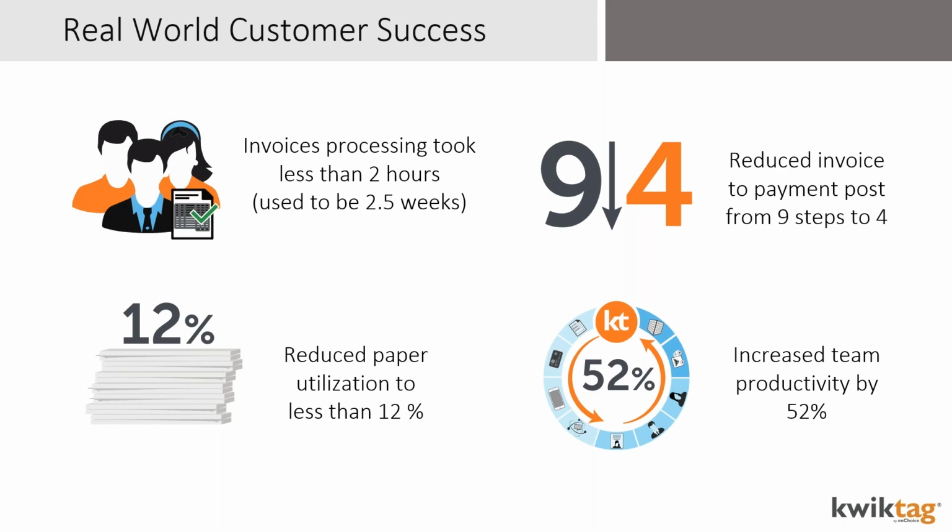They used to have 9 steps in their process. They went down to 4. And as a result of that, by the end of the first year, which wasn't even a complete year that they had KwikPayables in place, they reduced their paper utilization down to less than 12%. Now they're at nearly 0. And they tracked their team productivity. How many invoices did each person on my team process per day? They increased their productivity by 52%, and they measured these things over the course of the first week, the first month, and then by the end of the year. So they were able to see very measurable benefits.